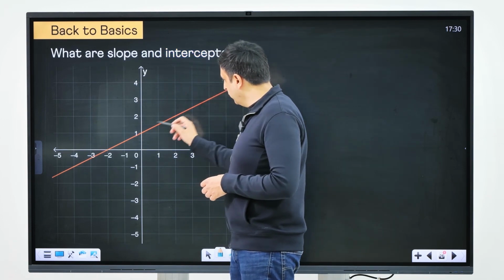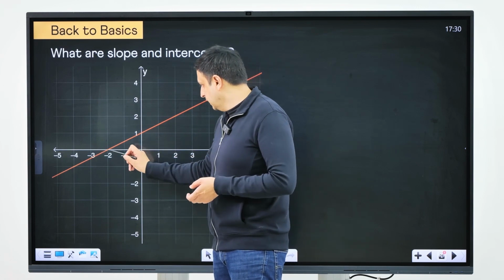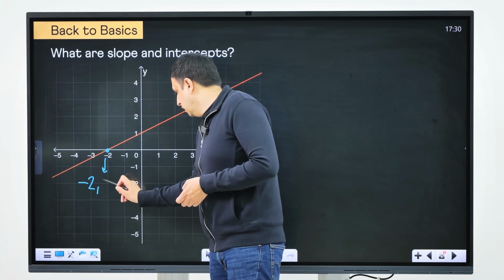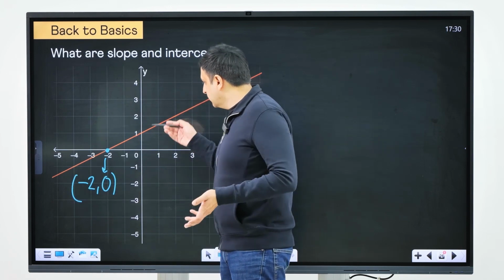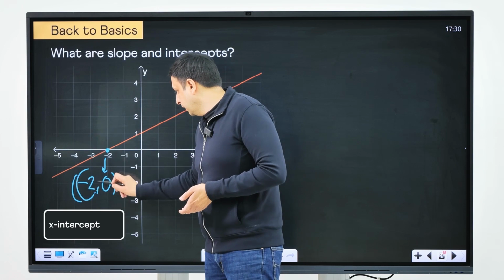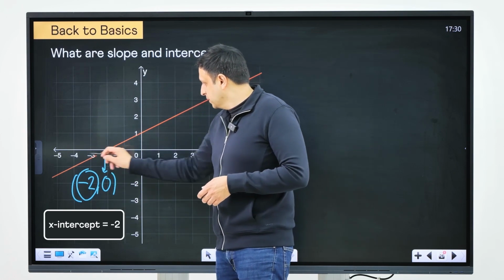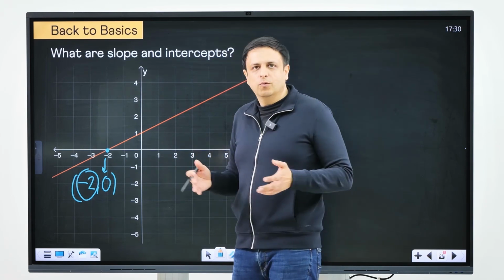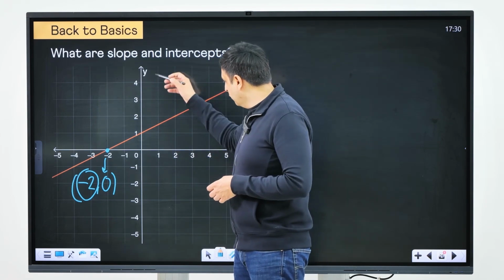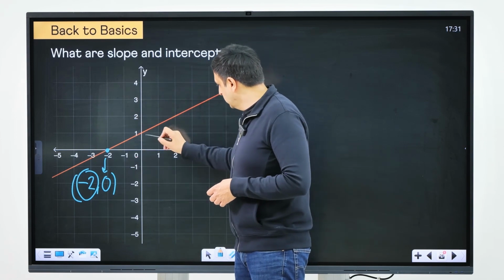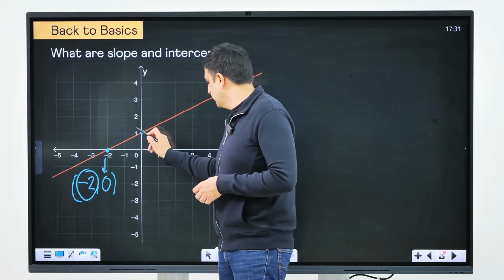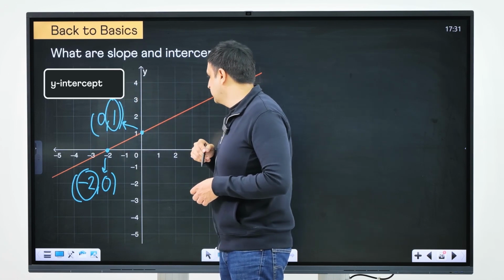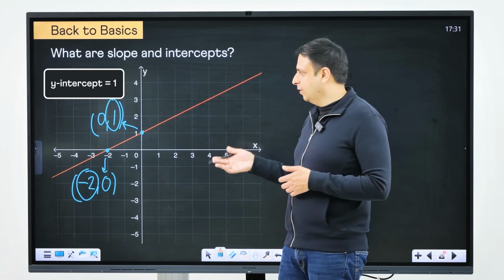So if you look at where this line is intersecting the x-axis, it is this point over here, which is -2, 0. So the x-intercept of this line is simply the x-coordinate of this point of intersection, which is -2. So -2 is the x-intercept of this line. And similarly, what do you think will the y-intercept be? So let's look at where this line intersects the y-axis. So it intersects the y-axis at this point, which is 0, 1. So the y-coordinate of this point, which is 1, will be the y-intercept of this line.